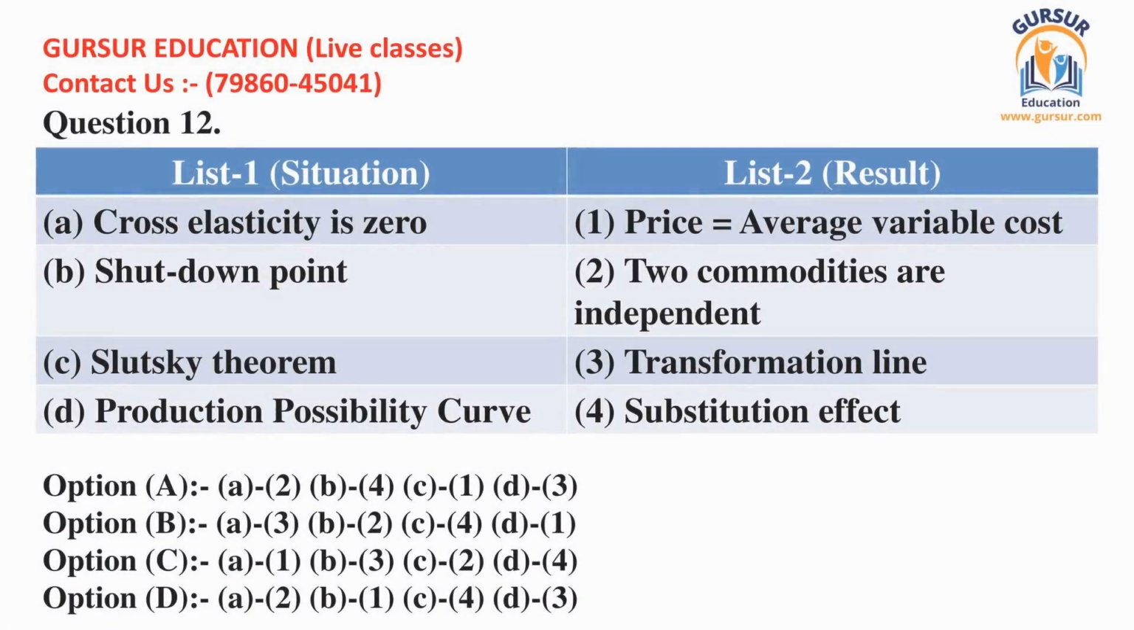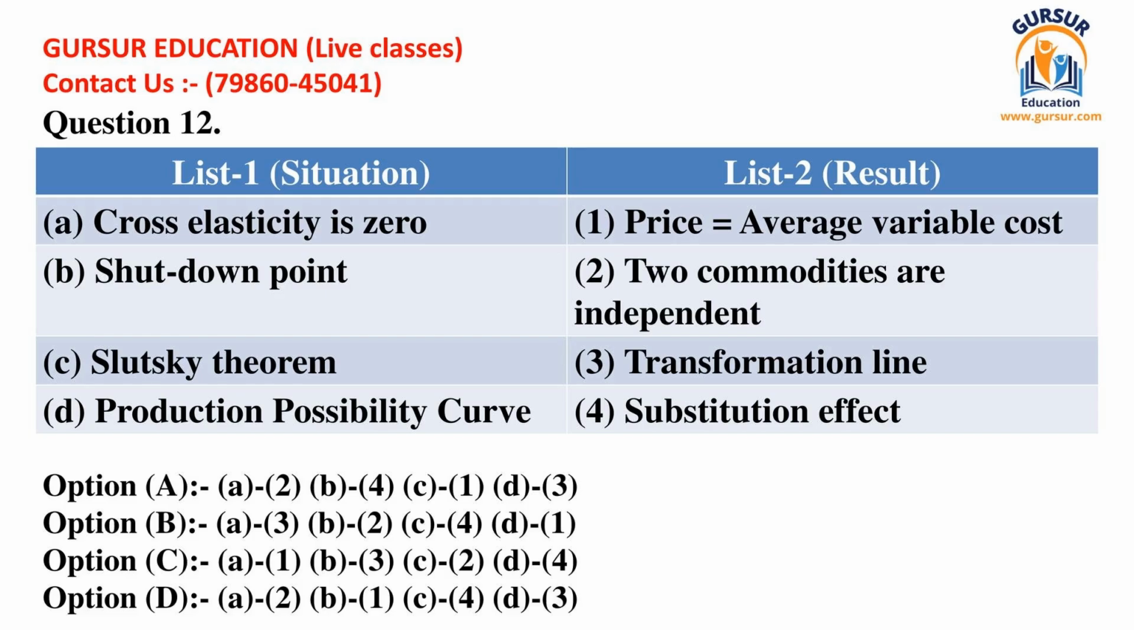Question number 12. Two lists are given in this question. You have to match correct items of list 1 with correct items of list 2. The list 1, situation, contains the following items. A. Cross elasticity is 0. B. Shutdown point. C. Slutsky theorem. D. Production possibility curve. The list 2, result, contains the following items.